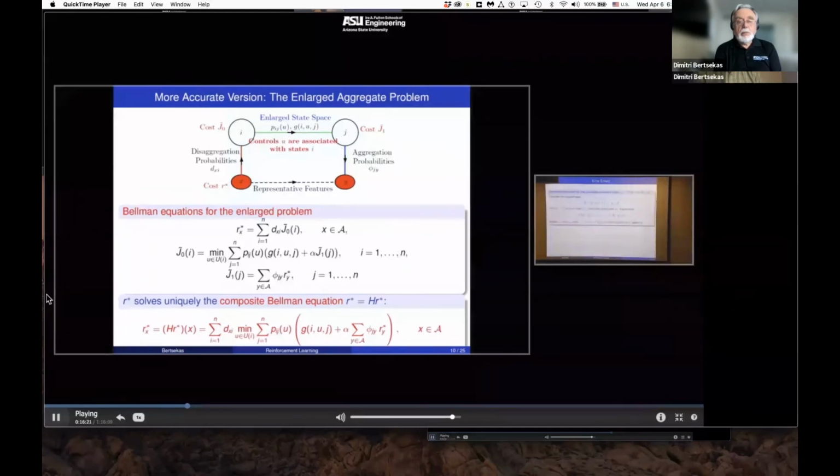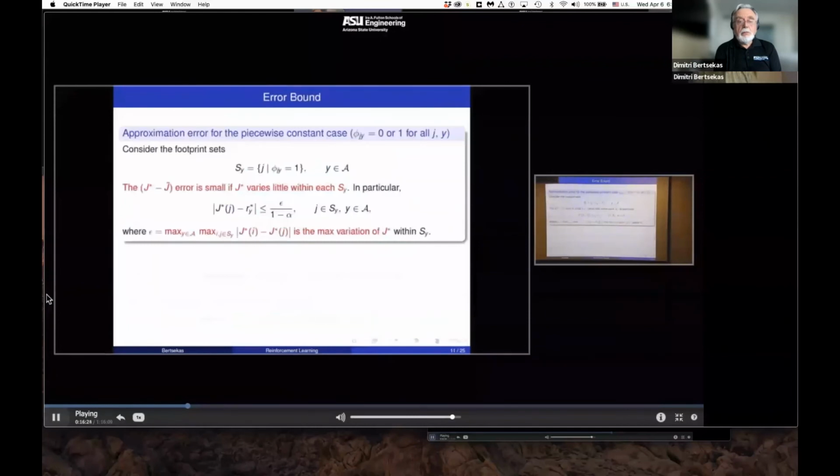Okay. Before we go into solution methods, let me mention an error bound for representative states for the piecewise constant case, where the aggregation coefficients are 0 or 1. So the approximation J tilde of 1 is piecewise constant. It's constant within each footprint. So for that case, consider these footprint sets corresponding to the representative features.